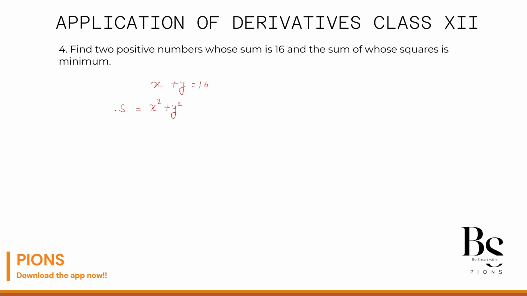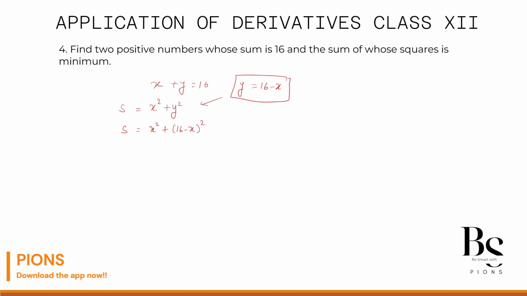Again I am repeating, if you have two variables, you will always be given one equation that can convert it into a single variable. So that is the main thing. One will be the maximum or minimum quantity and the other will be the given quantity that you have to recognize. So x plus y is 16. So y will be equal to 16 minus x. Let's substitute this value in our equation and differentiate it to get our values. So x square plus, what is y? y is 16 minus x whole square, right?